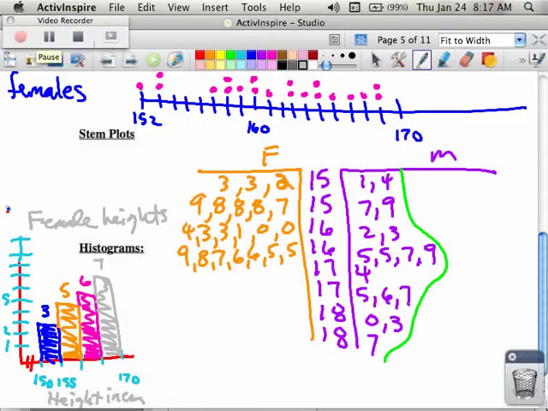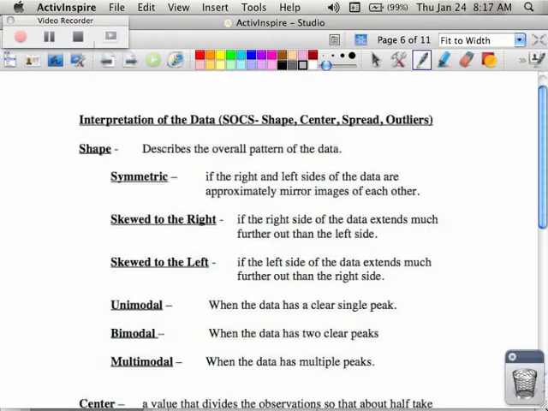All right, we're going to skip the male one since I think you're good with the histograms after that. In this next slide, there's a lot of information about interpreting our data. So the phrase that we use in statistics that helps us remember the things we need to talk about when we talk about the data is SOCS. That stands for the shape, outliers, center, and spread. And we'll talk about each one of those.